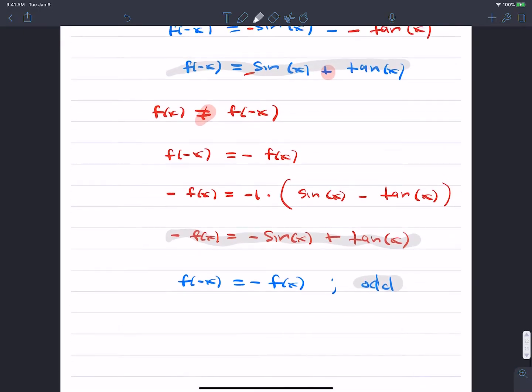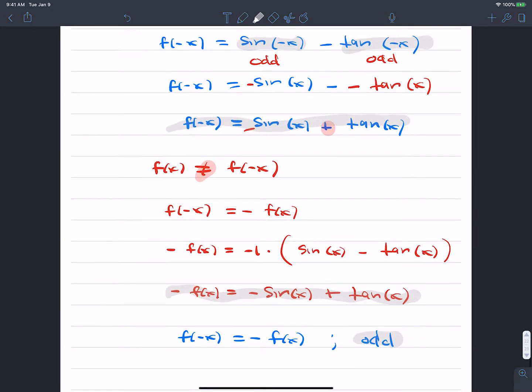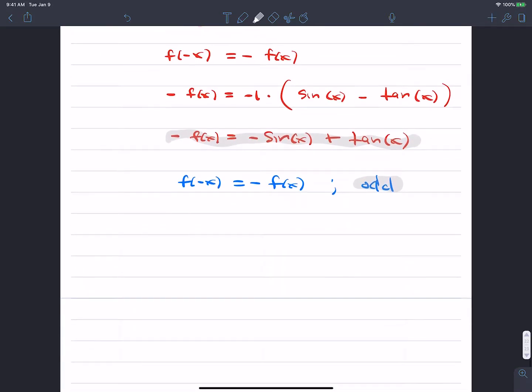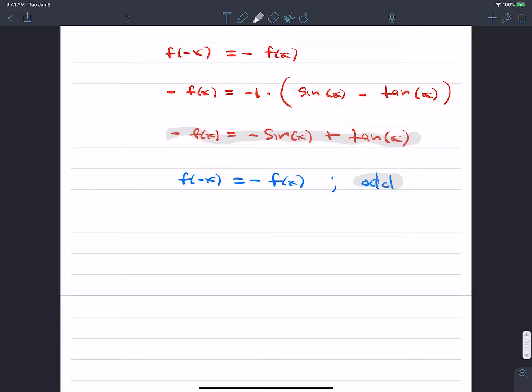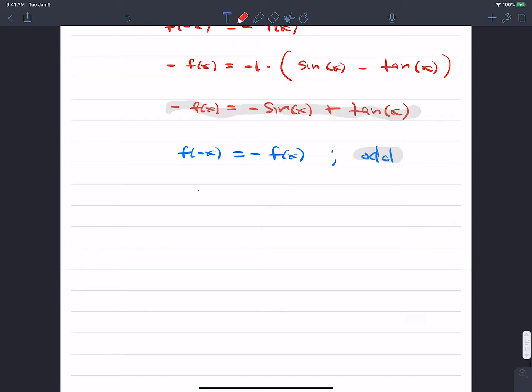Is that true? Double check. Yep, it looks like you guys are okay. You're right. Sine of minus x is minus sine x. It's actually odd. So this function is odd. Now, why is that important? What do you guys know about odd functions? What does it mean about their symmetry? They're symmetric about the origin. So it's symmetric about this origin here.